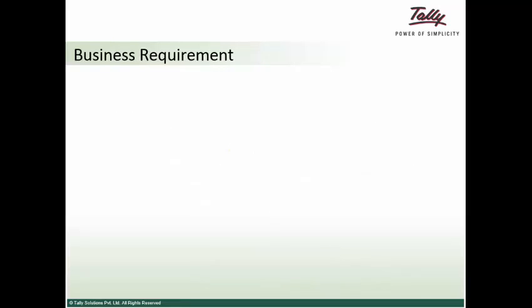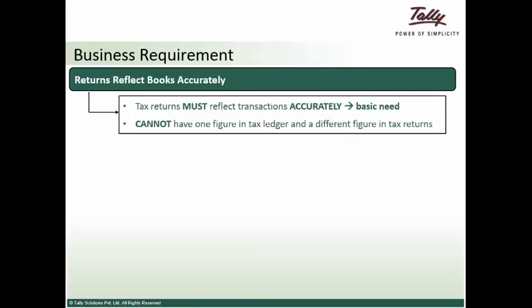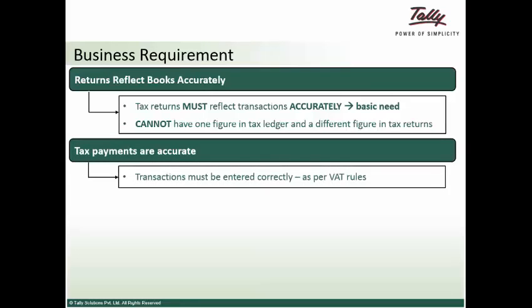Typically, every businessman would want to ensure that returns reflect books accurately. The tax returns must reflect the underlying transactions accurately. This is a basic need. We cannot have the tax ledger showing one figure and the tax return showing another. Tax payments are accurate. To ensure that returns are accurate and tax payments are correct, transactions must be entered correctly as per the VAT rules.